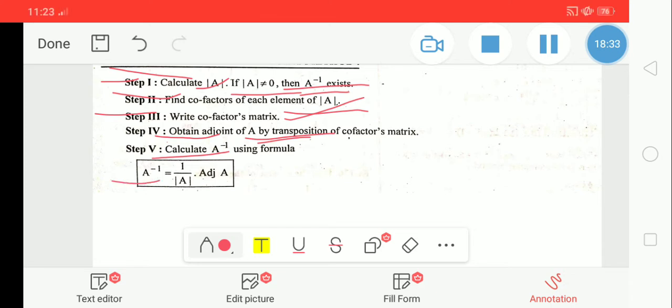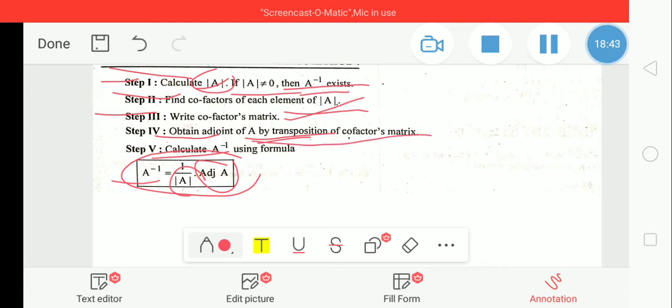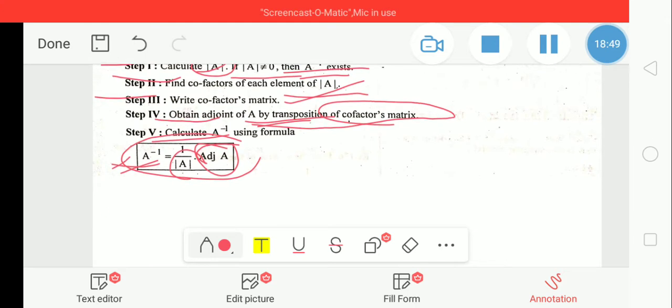So A inverse is equal to, this is the formula for A inverse. A inverse is 1 upon mod of A. We calculate mod of A and adjoint of A. We write the transpose of the cofactor matrix, that is adjoint of A. So it is easy to find A inverse.